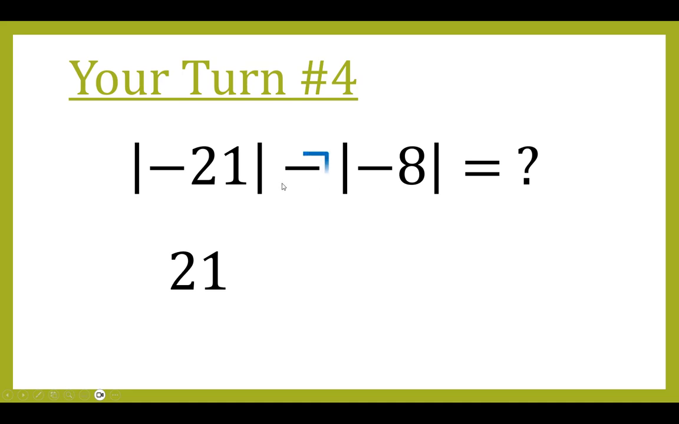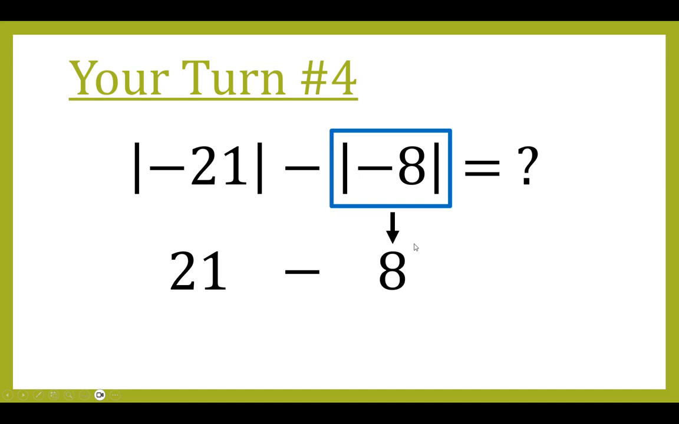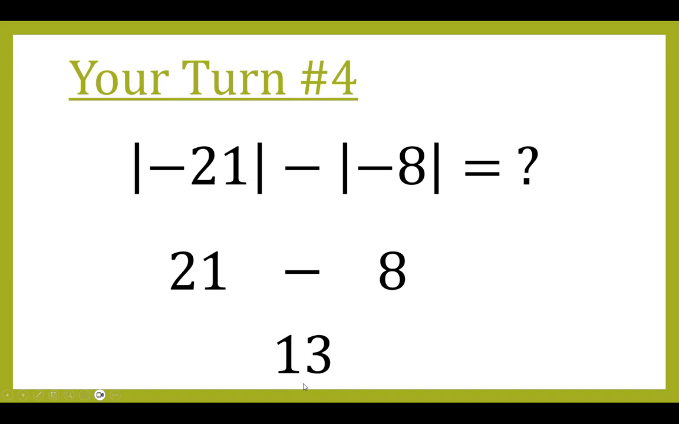Now I'm going to look at my negative right here, and I'm going to bring that down here. And now I'm going to look at my absolute value of -8. And again, on a number line, I know the distance from -8 and 0 on the number line is 8. Okay, now I'm going to simplify my expression by doing 21 minus 8, and that is 13. So that tells me my answer is 13 after simplifying this absolute value expression.